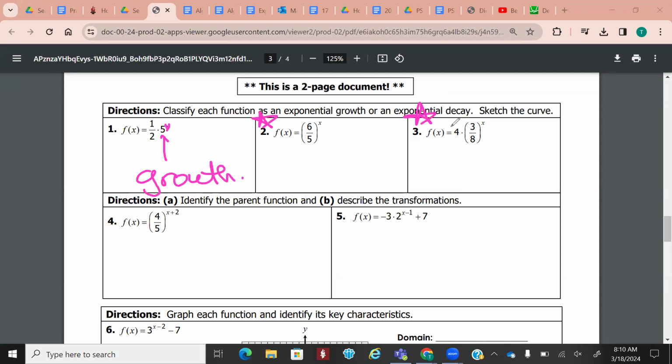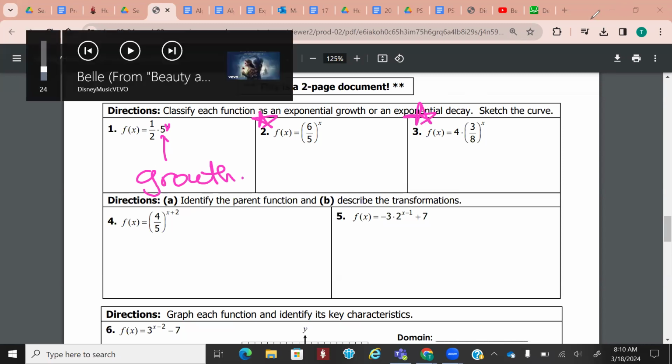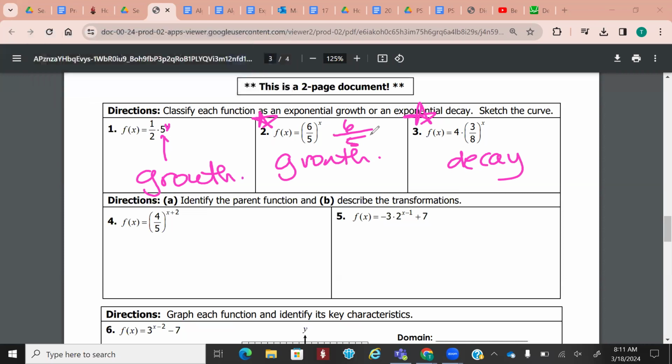Okay, can you do 2 and 3? Like 20 seconds. All right, so that would give me decay on this last one and growth on the second one. The reason why I say growth is if I type 6/5 into my calculator, it's going to be bigger than 1. It's going to be like 1.2.